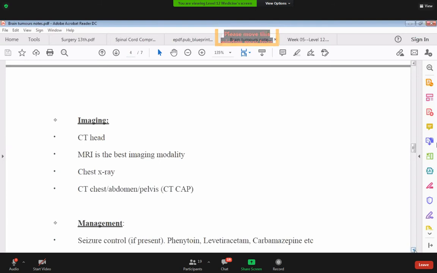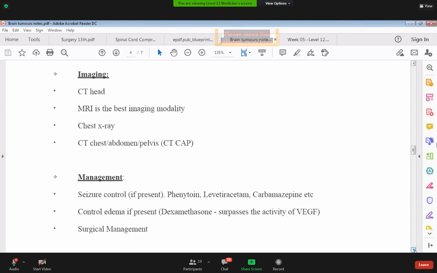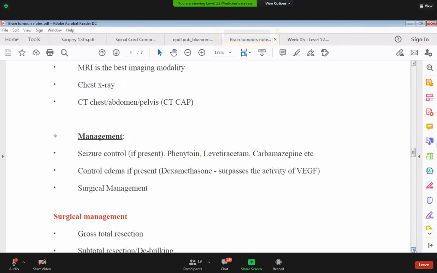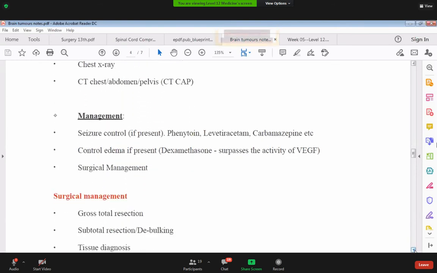Management: don't just diagnose, we have to manage the patient. Even if the patient is having a tumor of some specific area and you cannot treat it, you have to give symptomatic control to the patient, give seizure control. We use many anti-epileptic agents. To control edema, we use dexamethasone, as dexamethasone suppresses or decreases the activity of the vascular endothelial growth factor.